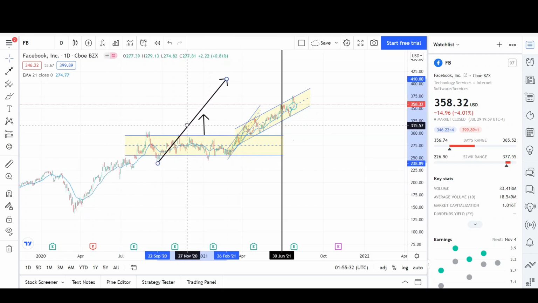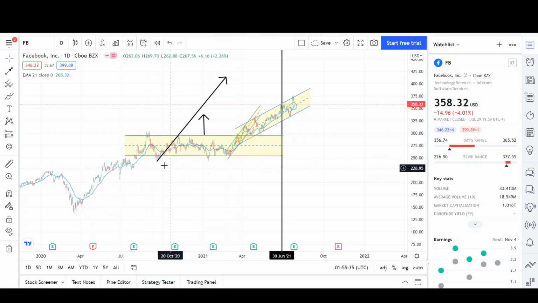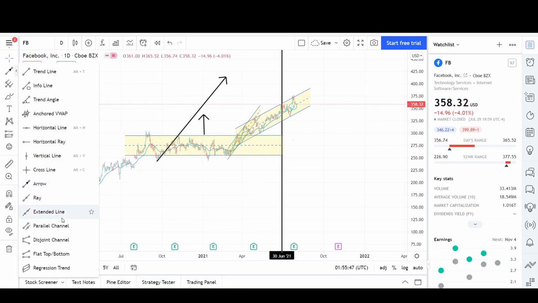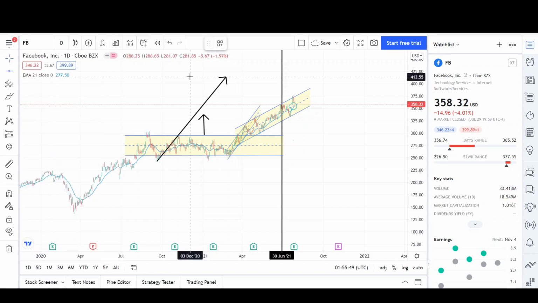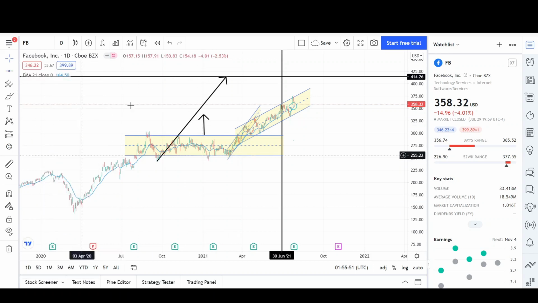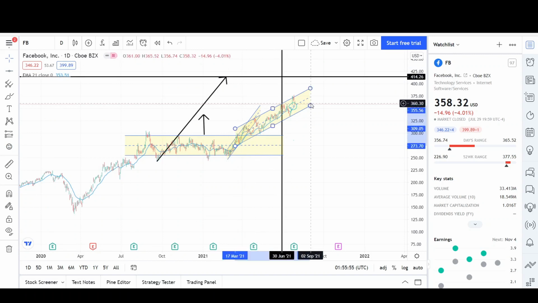Then we were in correction, and this is the bottom of the correction before we moved up. And look what happened here. See how we trended up and then we went sideways and we broke out with the prevailing trend. That's usually what happens. So if I were to put a horizontal line at the target, 414, give or take a few dollars, this is the target that price is trying to reach.